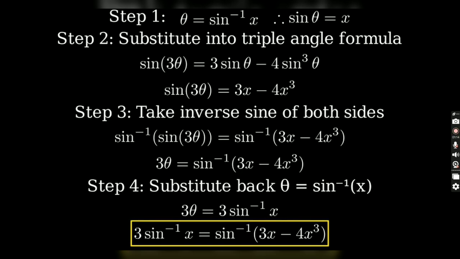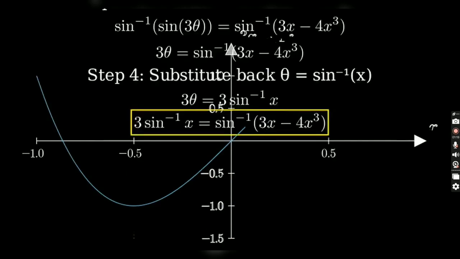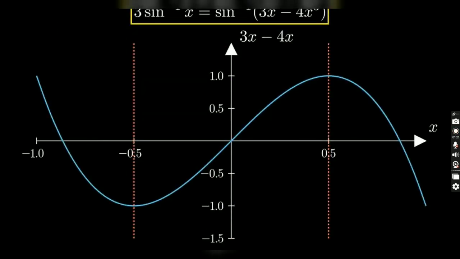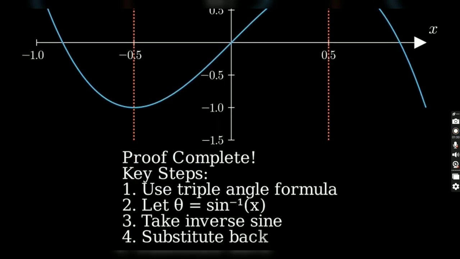Now let's discuss why this identity only works for x between -1/2 and +1/2. The domain restriction ensures that the expression 3x minus 4x cubed stays between -1 and +1, which is necessary for the inverse sine function to be defined. And that completes our proof. We've shown that 3 times inverse sine of x equals inverse sine of 3x minus 4x cubed for x between -1/2 and +1/2, using the triple angle formula for sine and careful manipulation of inverse trigonometric functions.